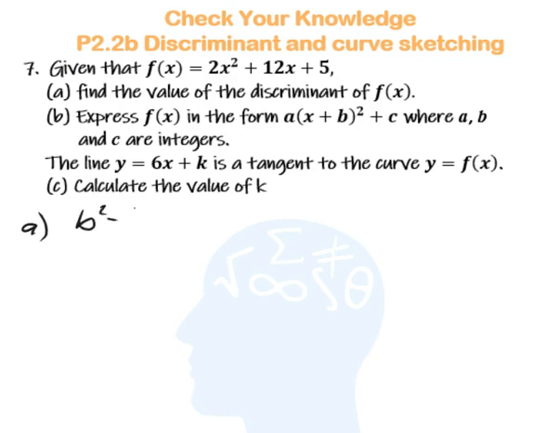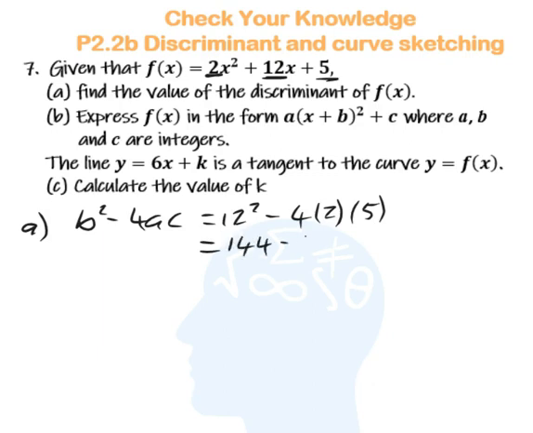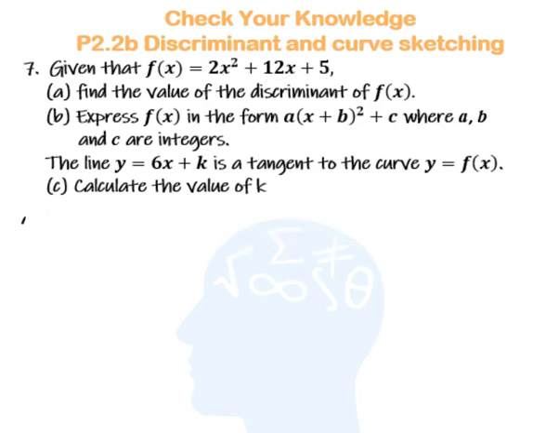Always a good idea, write it down first so you show in an exam you know what the discriminant is. So find the value of it. So we've got A is 2, B is 12, C is 5. So that's going to be 12 squared minus 4 times 2 times 5. So that's 144 minus 40, which is 104, and that's that bit sorted. And on we go to part B.